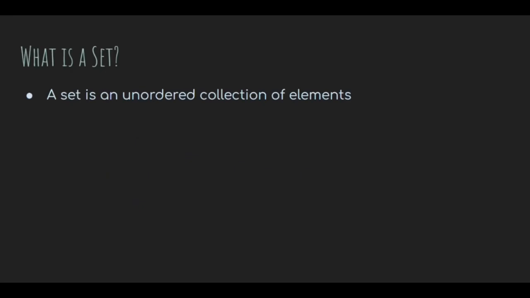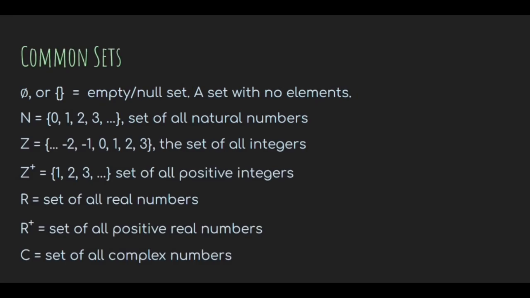In this video, we'll be looking at set theory. So what is a set? A set is an unordered collection of elements. So if my set contained numbers, it could contain 1, 7, 3, 6, 5, 2, etc. It's an unordered collection of elements.